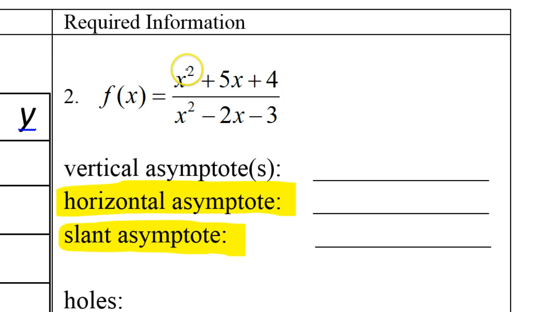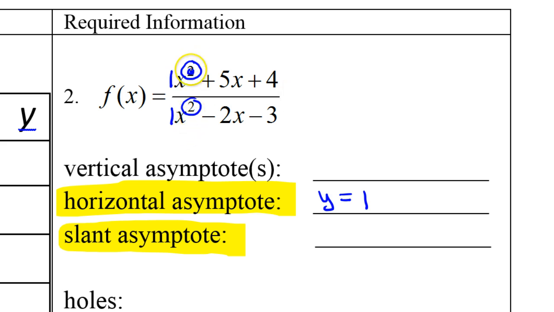So looking at the degree, the numerator has degree 2, the denominator also has degree 2. We have learned that when the degree is the same in the numerator and the denominator, there will be a horizontal asymptote. The way you get it is by looking at the leading coefficients, which in this case are just 1 and 1. The horizontal asymptote is y equals 1 over 1, which is 1. So that's what happens when they're the same.